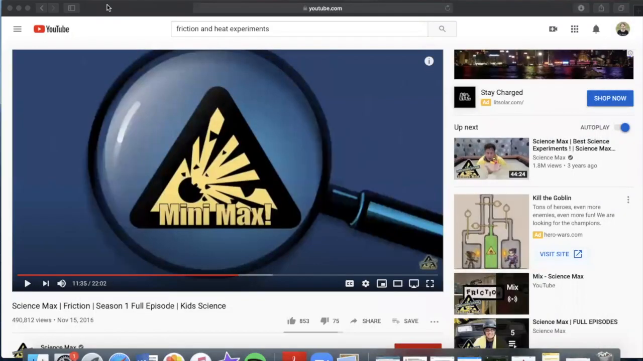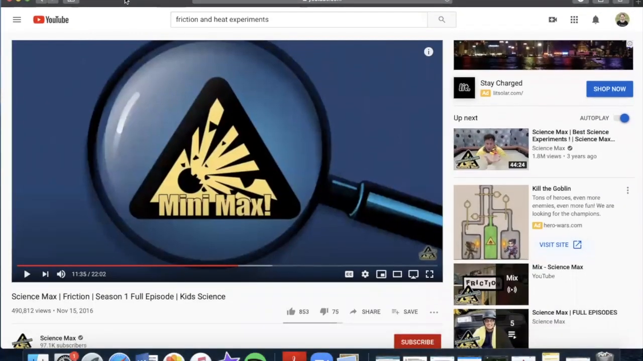Using a lighter, right? What do you think goes on inside of a lighter that is going to create that fire? Friction. So we are going to watch a quick mini clip of Science Max and his high friction activity.